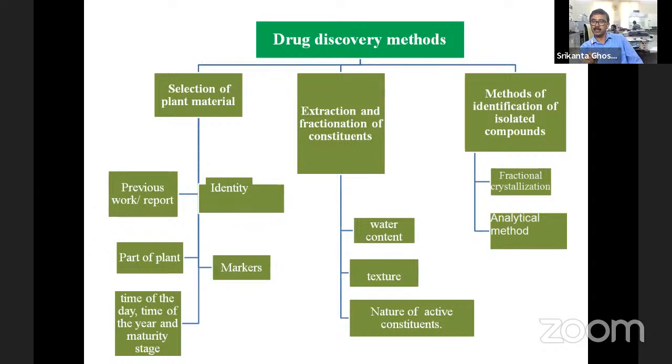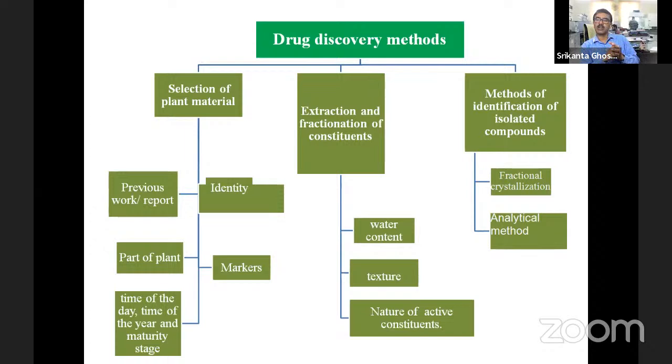natural product based drugs. And in the drug discovery method, this is one of the major components to identify the raw material. Then there are different types of extraction and fractionation procedures, and a number of analytical procedures. There are very many solvent systems. Those who come from pharmacy as well as chemistry know the different types of organic solvents that are there.